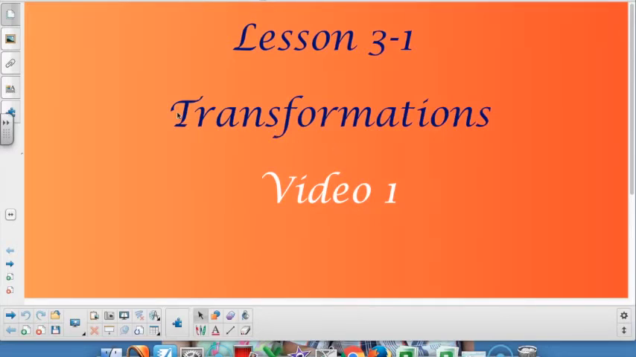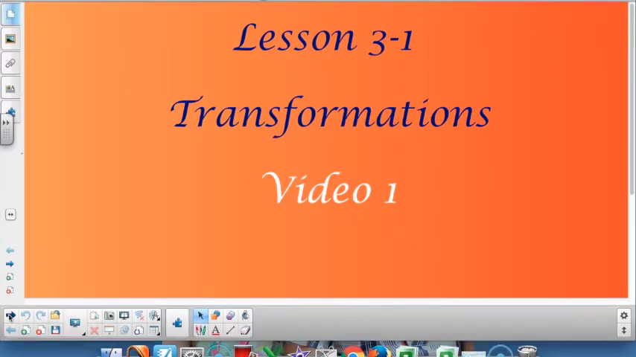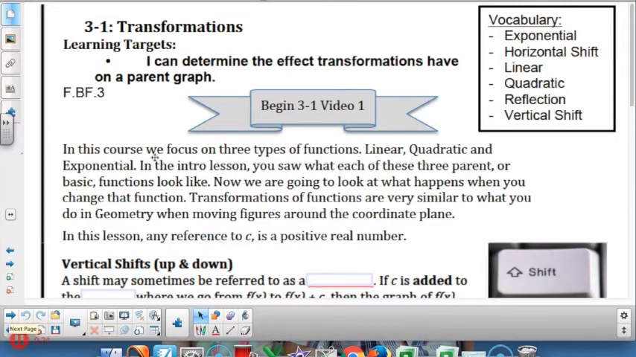So basically what this is in a nutshell is you have a function or an equation and it's plotted on the coordinate plane, and we want to know what are the different things you can do to a basic equation to move it around on the coordinate plane. What makes a difference? What transforms it?